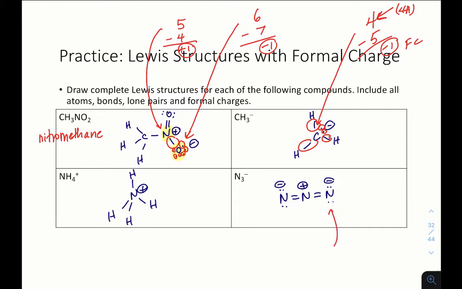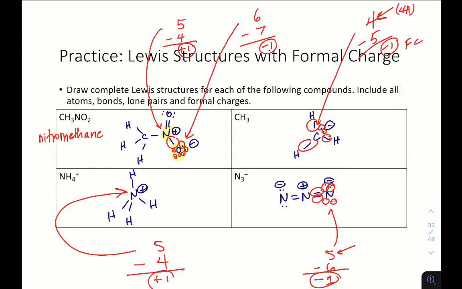Nitrogen, too many electrons, right? Usually has 3 bonds and 1 lone pair. So 5 minus 6 gives us -1. 5 is the number of valence electrons for a neutral atom. 6 is the number of lines plus dots. Now the nitrogen atom in ammonium has a formal charge of +1. A neutral atom has 5 valence electrons minus 4 lines, gives us +1 for the formal charge.